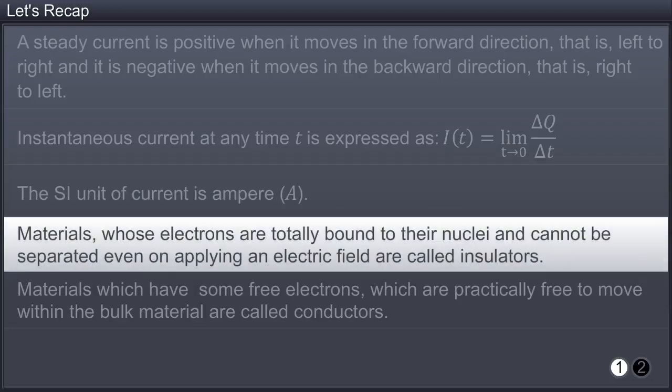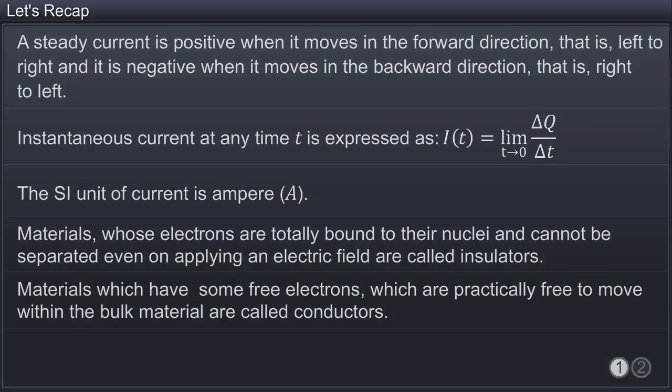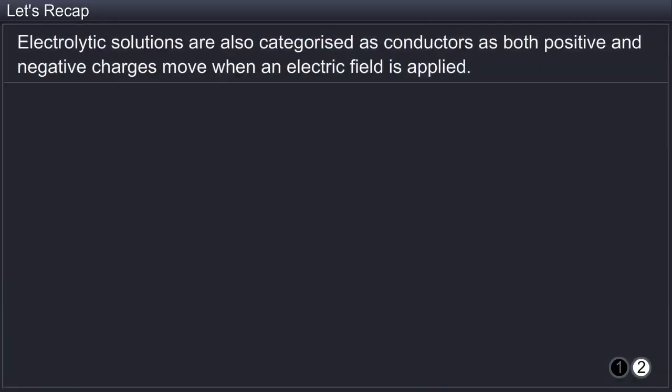Materials whose electrons are completely bound to their nuclei and cannot be separated even on applying an electric field are called insulators. Materials which have some free electrons, which are practically free to move within the bulk material, are called conductors. Electrolytic solutions are also categorized as conductors, as both positive and negative charges move when an electric field is applied.